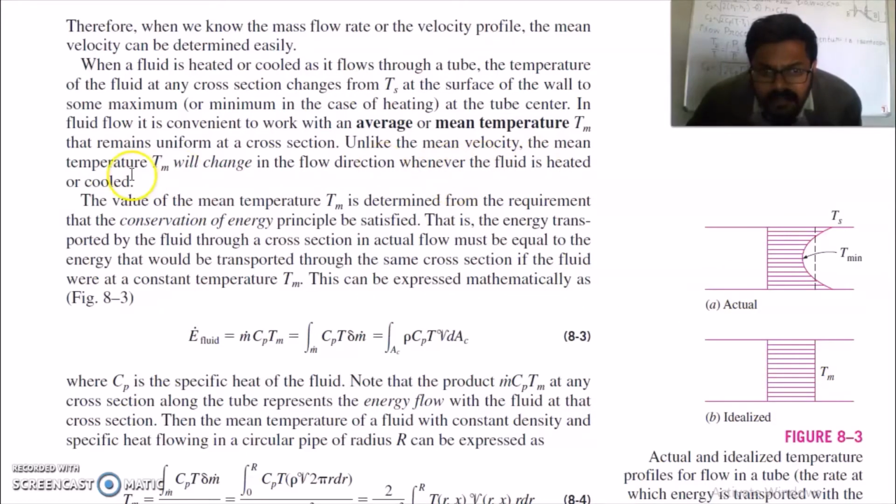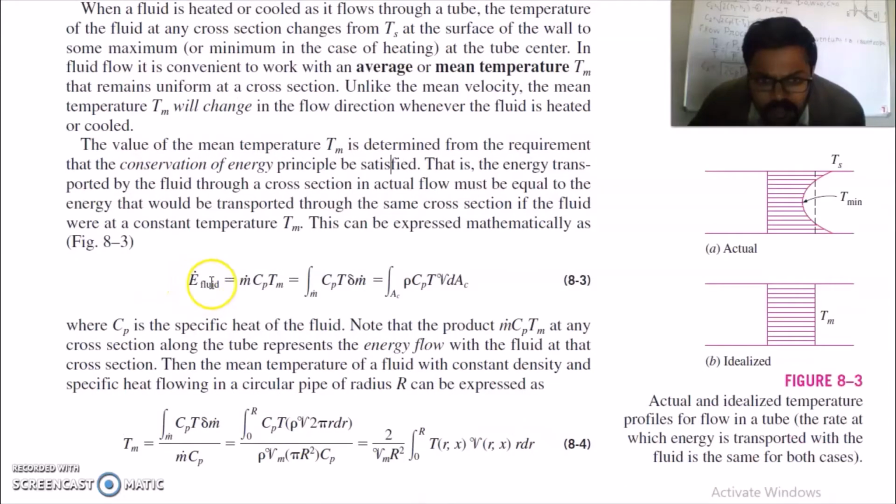Unlike the mean velocity, the mean temperature will change in the flow direction whenever the fluid is heated or cooled. The value of mean temperature Tm is determined from the requirement that the conservation of energy principle be satisfied. That is, energy transported by fluid through a cross section in actual flow must be equal to the energy that would be transported through the same cross section if the fluid were at constant temperature Tm.